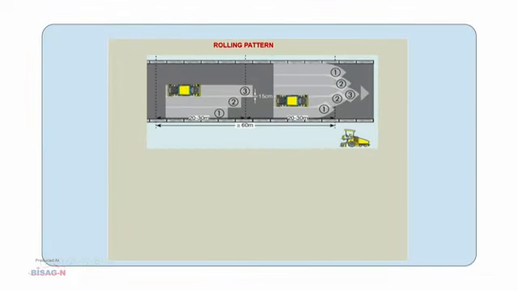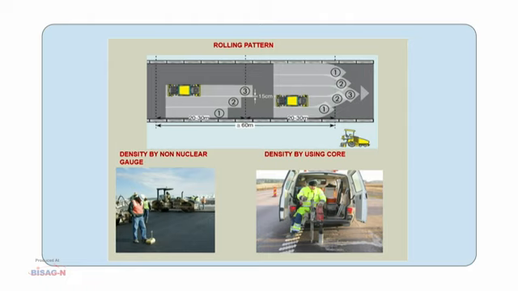We can see the rolling pattern and how the rollers are rolling. While doing the rolling, the first roller is overlapping the subsequent layer by 15 centimeters. Finally, after rolling, we are going to check the quality.